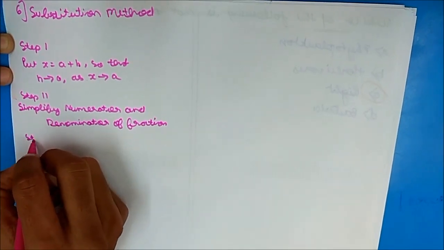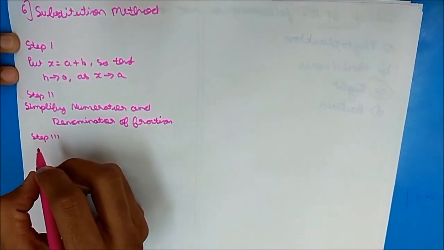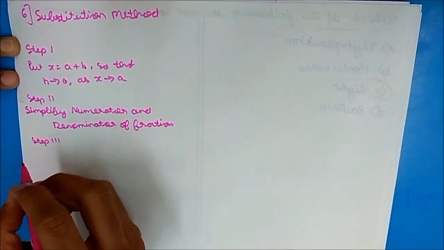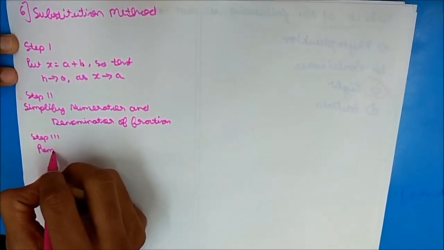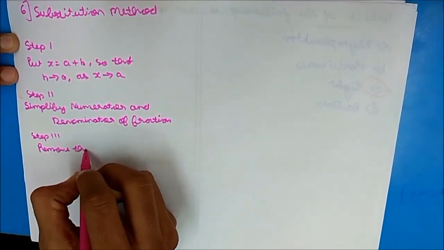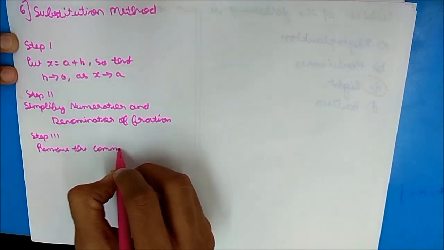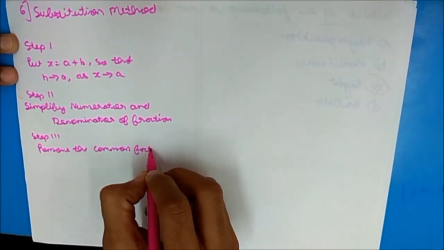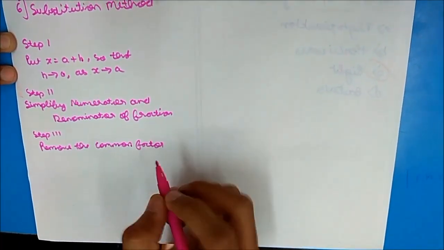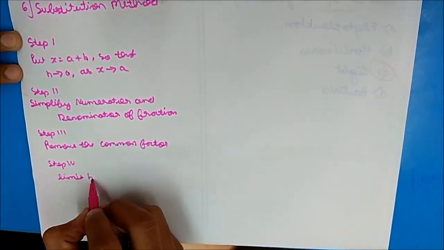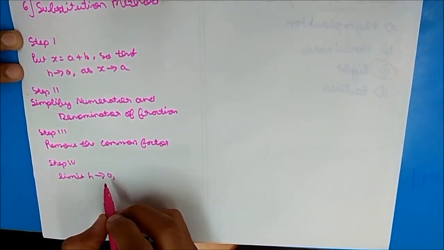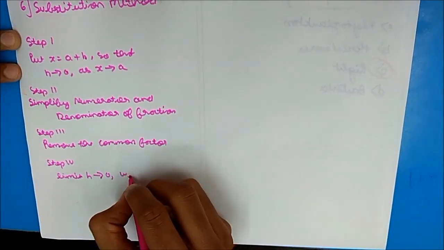Step 3, remove the common factor involving h from the numerator. Remove the common factor. Step 4, proceeding to the limit when h tends to 0, we shall obtain the limit of the function.